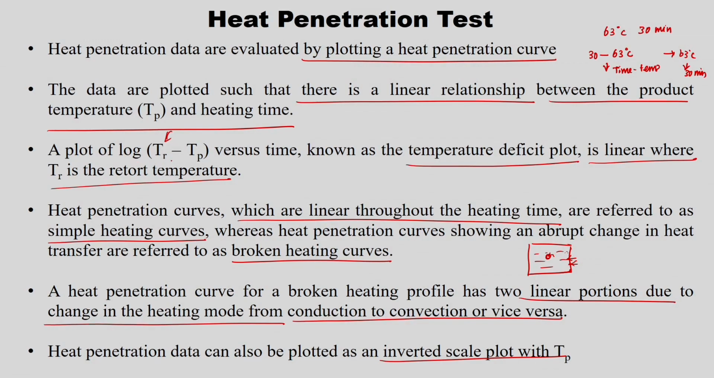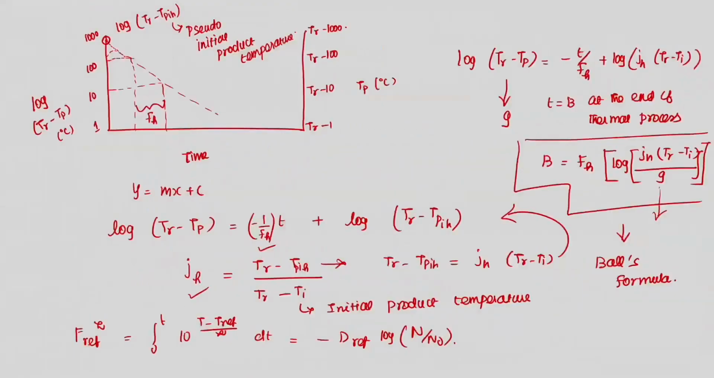So, a plot of log of Tr minus Tp versus time, that we have drawn, and from that we also talked about the simple heating curve, and the broken heating curve if there is any change from conduction to convection, and the inverted scale plot with Tp also, which I have shown you here using the Tr, right. So, this is Tp versus time.